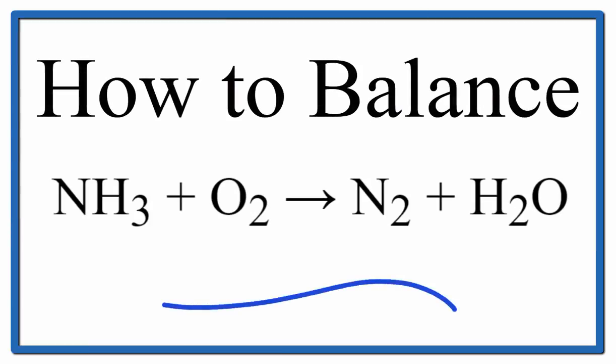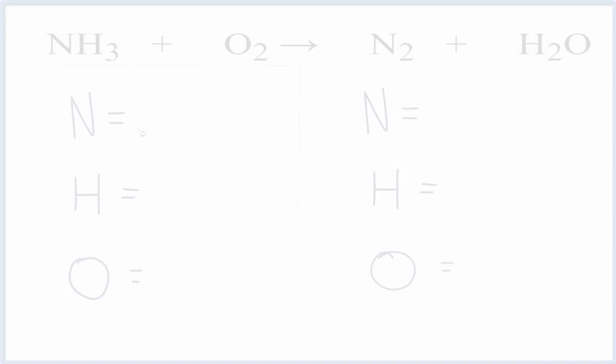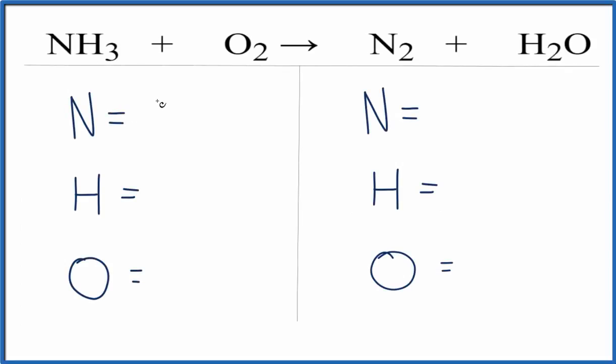So we have this equation, NH3 plus O2 gives us N2 plus H2O. I've written down the atoms on each side of the equation. Let's count them up. We have 1 nitrogen, hydrogen 3, and 2 oxygen. On the product side, we have 2 nitrogens, 2 hydrogens, and 1 oxygen.